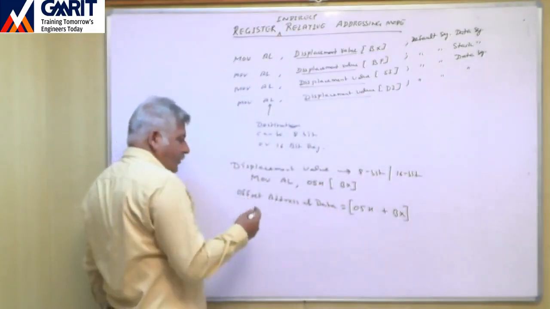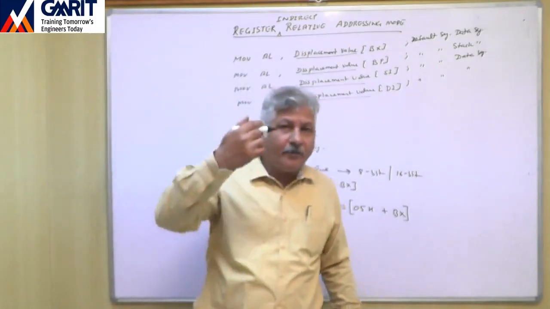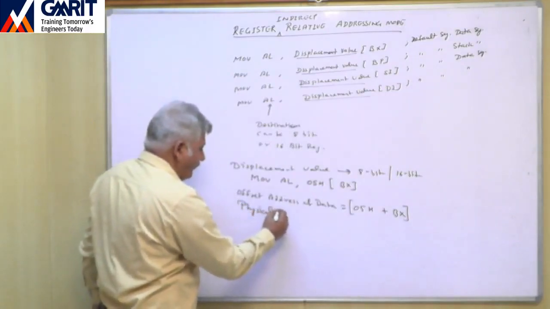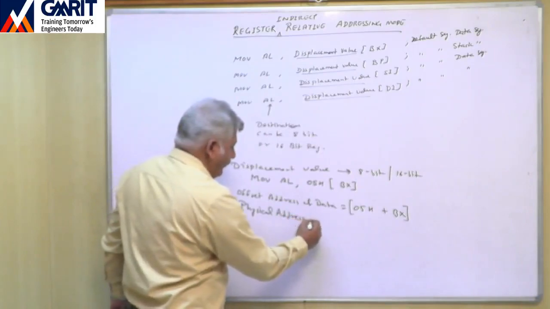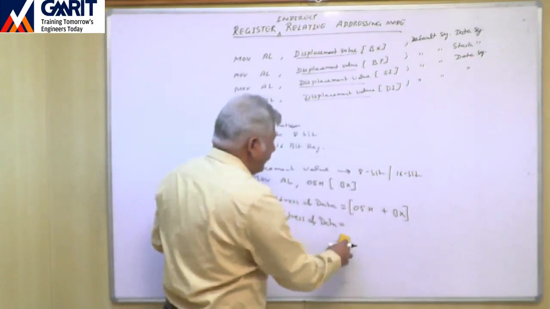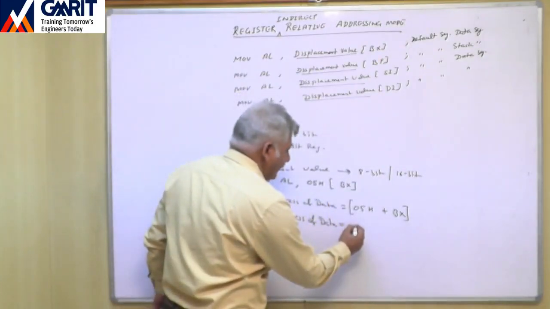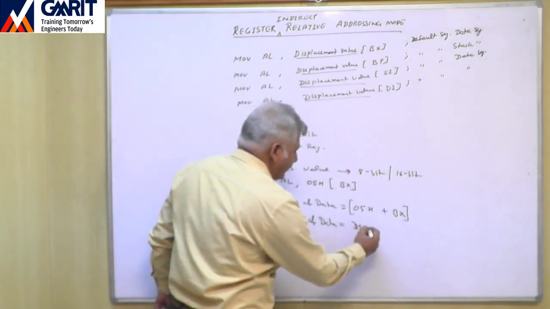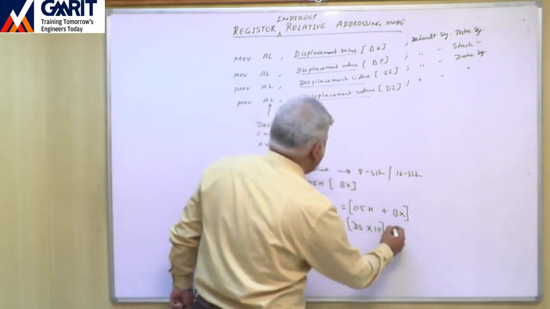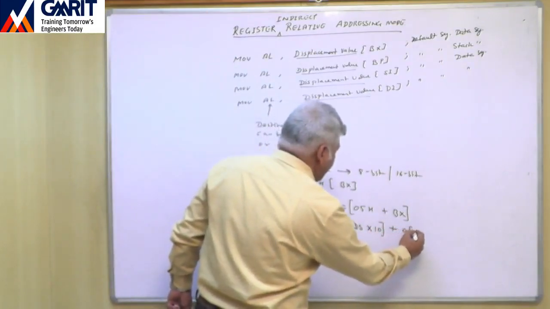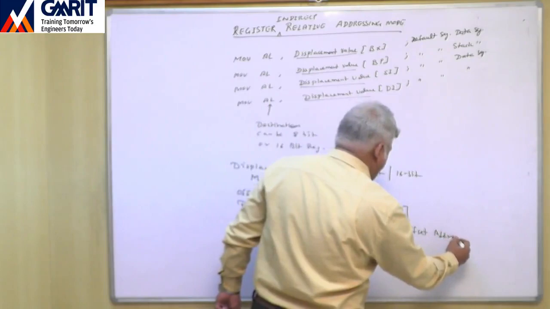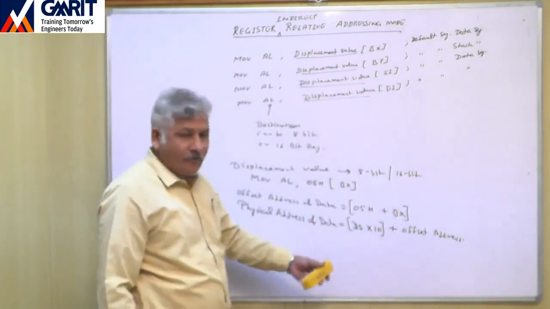Now finally the physical address from where data will be moved to AL will be calculated using the default segment. Since we are using the BX register, the default segment is the data segment register multiplied by 10 plus the offset address, right? So in this way we can calculate the physical address.